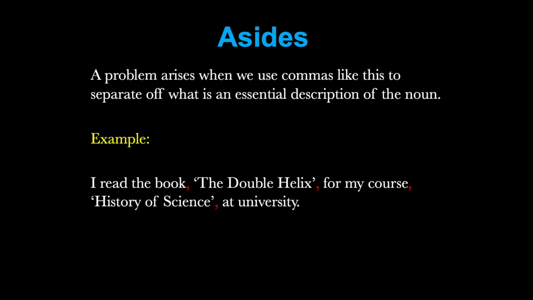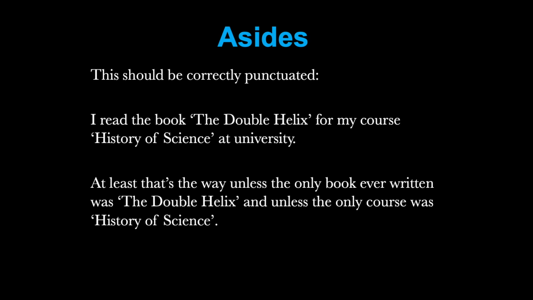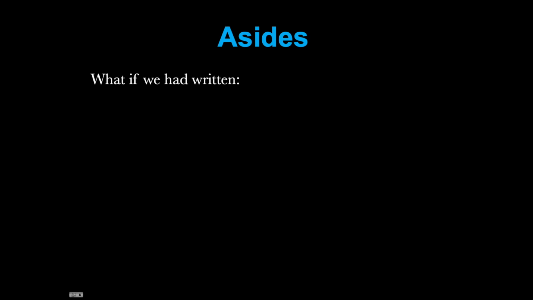So really, are these pieces of information truly additional, extras? Can they be included as asides? This really should be punctuated as follows. I read the book The Double Helix for my course History of Science at university. No commas. No separation off of this truly essential information. At least that would be the case unless the only book ever written was The Double Helix and the only course that you could do at university was the history of science. But as there are many books and there are many courses, telling us specifically about which one we're talking about is essential information. What if we had written the following?